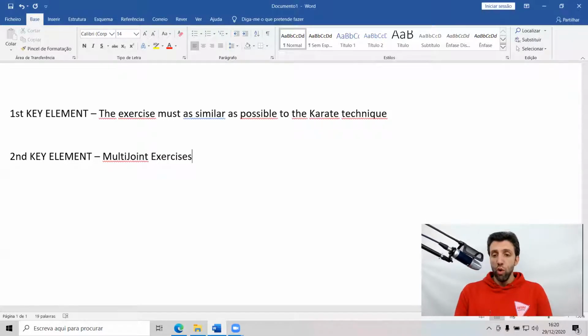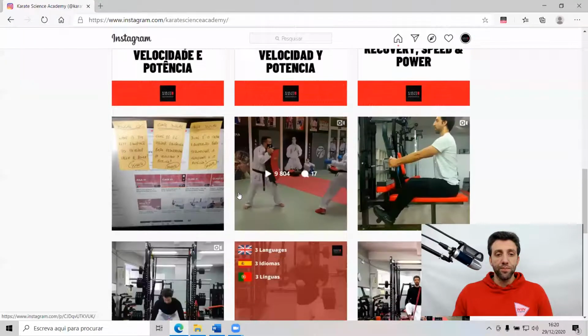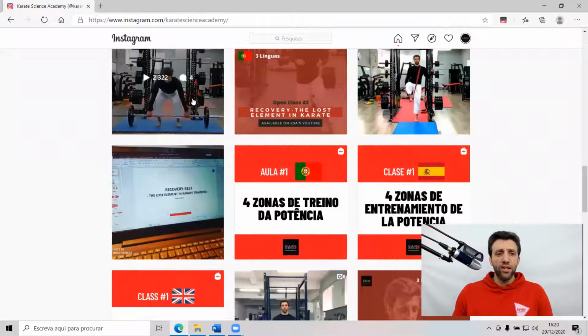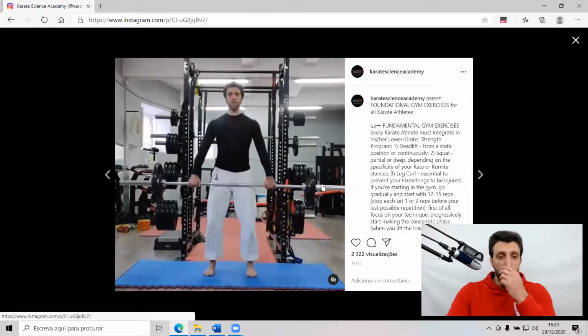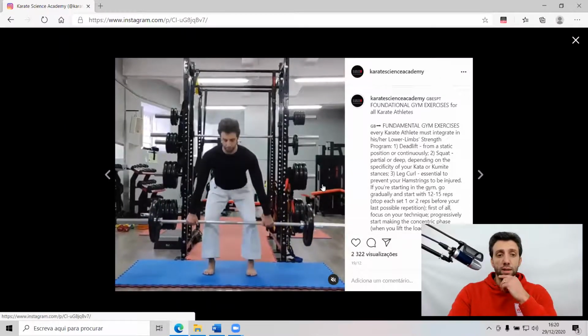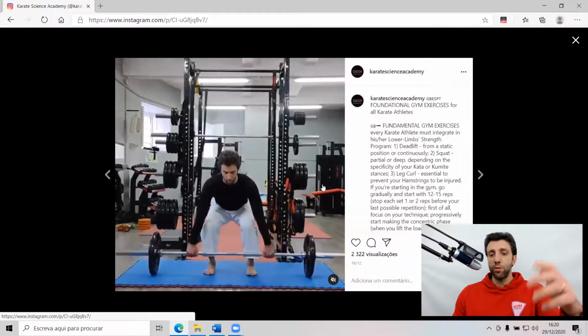So I'm going to grab exercises that obligate me to move several joints to execute that exercise. For example, a squat. I'm going to show you here some examples, some generic exercises that every karateka should include in his or her strength program or speed or power program.